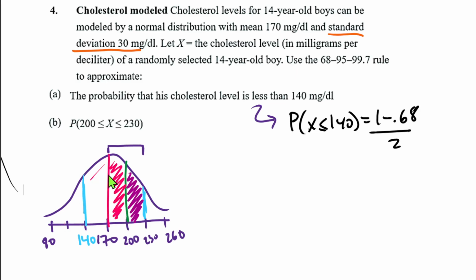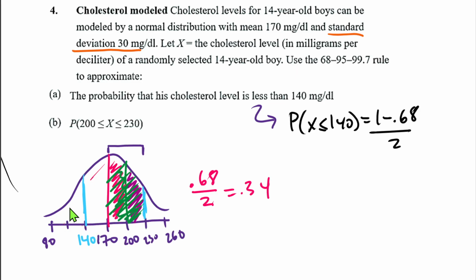So the probability of being within one standard deviation, between 140 and 200, is 0.68. So this pink or red area is 0.68 divided by 2, which is of course 0.34. Now, in this overlapping green, this whole green that I'm highlighting, that is half of being within 2 standard deviations.